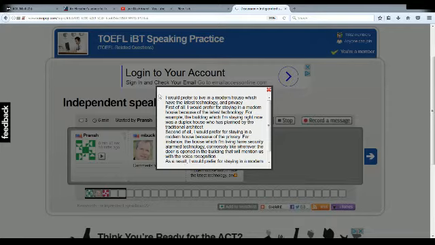So here's what you say. I would prefer to live in a modern house which have the latest technology and privacy. First of all, I would prefer for staying in a modern house because of the latest technology. For example, the building which I'm staying right now was a duplex who was planned by a traditional architect. But you're not really giving an example of the technology, right?